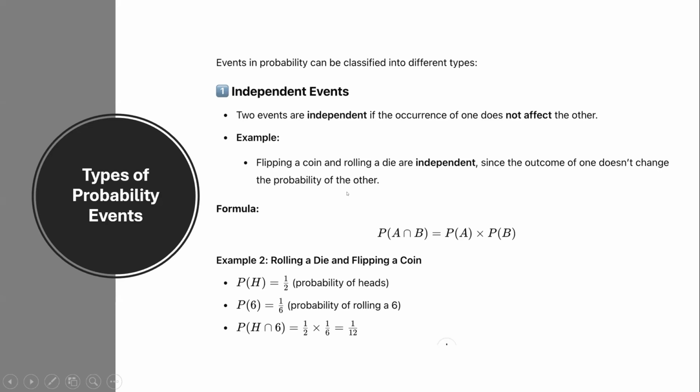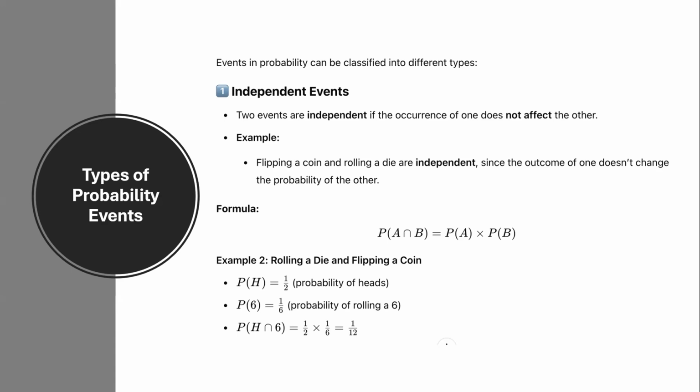So two events are independent if the occurrence of one is not affecting another. Let's say I'm flipping a coin and rolling a die, so both are independent events, right? But now let's say I want to know the probability of getting a heads and a six on a die. Now these two are independent, but these two things are happening together. So how can we calculate the probability of getting these two things?